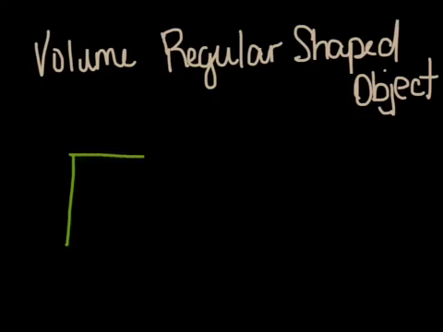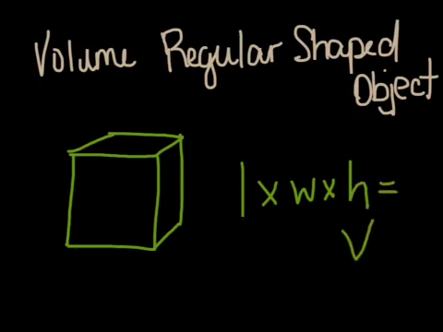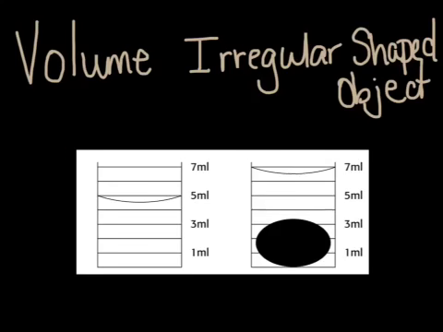Finding the volume of a regularly shaped object is fairly simple. For example, if you needed to find the volume of a cube, you would measure the length times the width times the height. That will give you the volume. You could use any formula for a regularly shaped object, a sphere, a cylinder, or even a rectangular prism. Finding the volume of an irregularly shaped object is a little bit different.